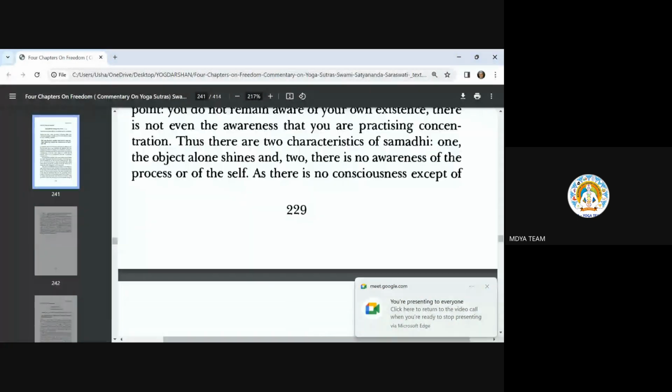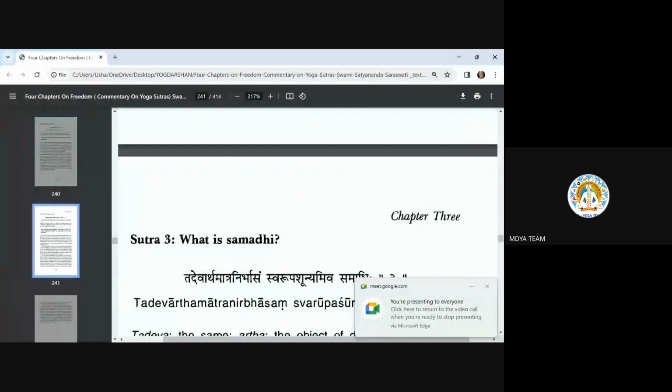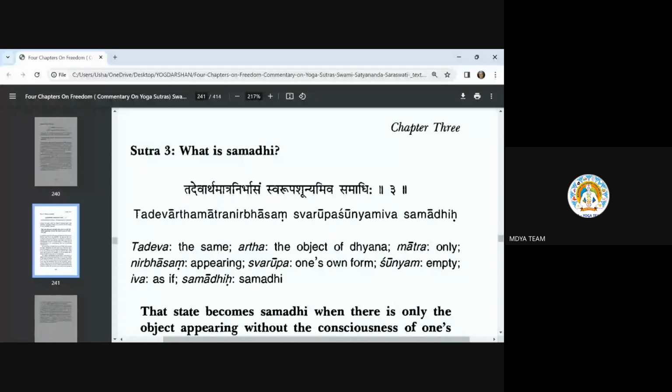Okay. Today we'll be starting with the explanation of the third sutra of Vibhutipada.